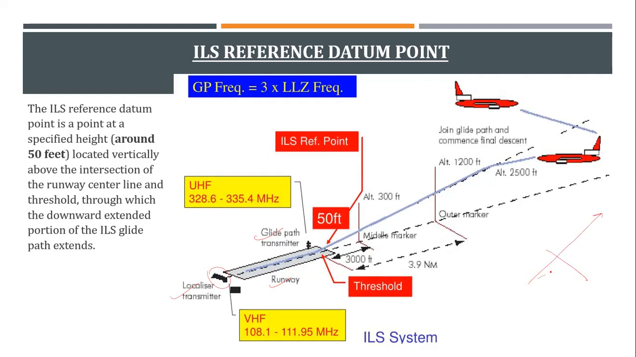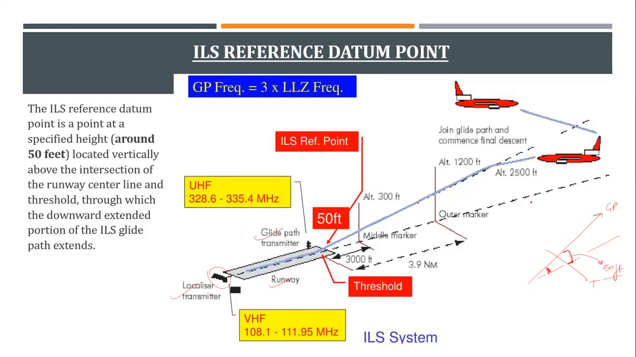So if this is my runway, this is the threshold, and this is my glide path. What is happening here is I'm creating an angle. This is my 3-degree angle. If you see, there is a gap between the height. This gap is approximately 50 feet.